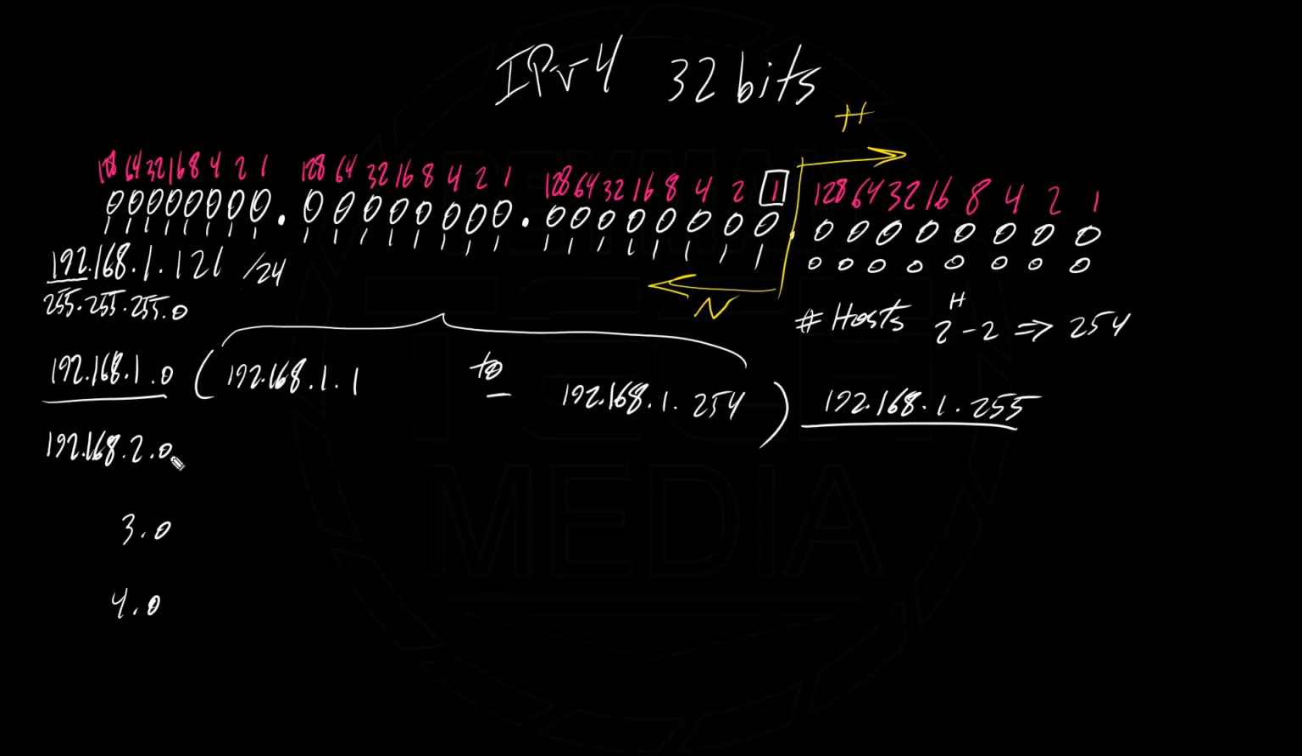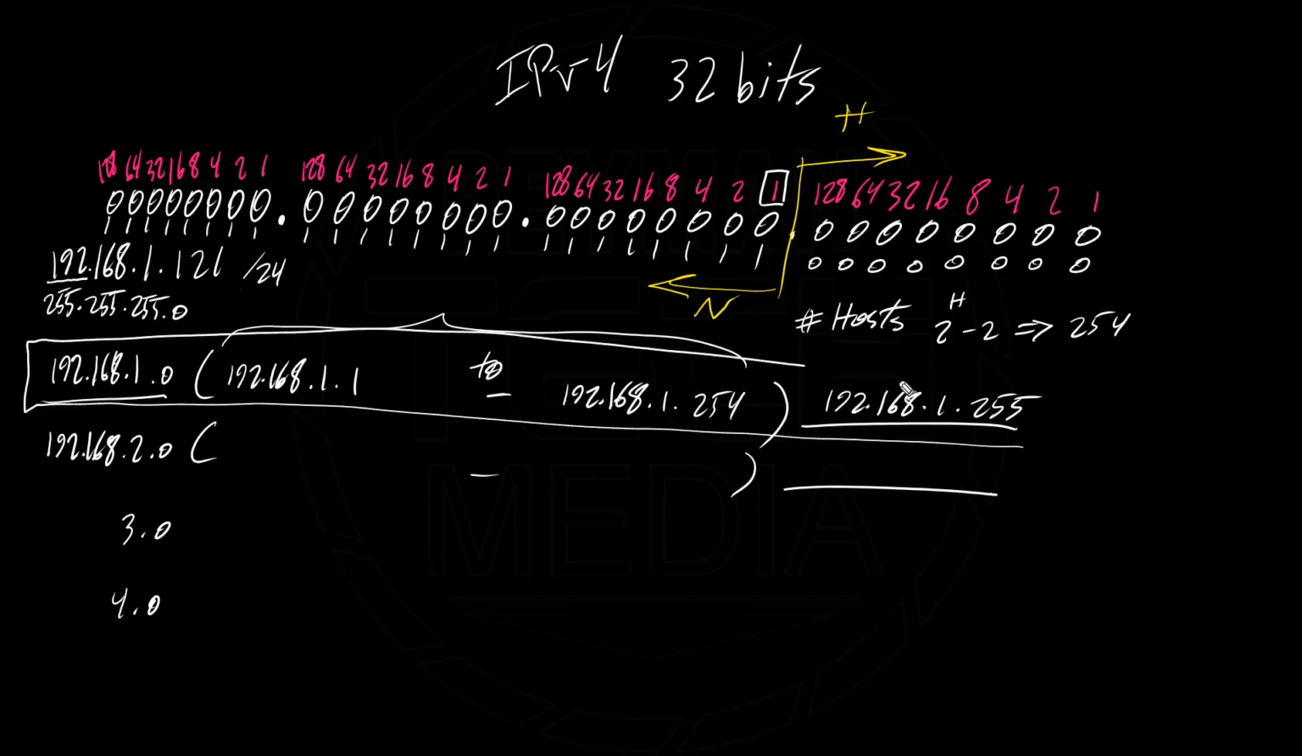This one, however, is a different network. If we have the range, the broadcast address, any IP address here in this range, that's a different network. So this is the 192.168.1.0 network, and these are the available IP addresses in that range. And that's the broadcast address. So we have the broadcast address here, the network address, and all the available IP addresses.